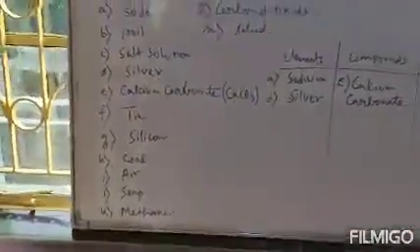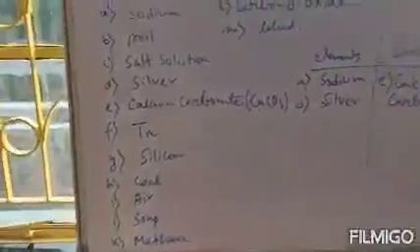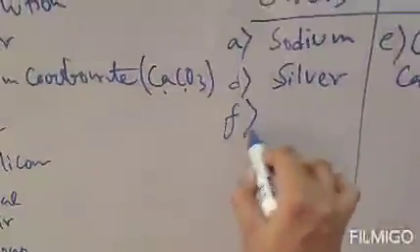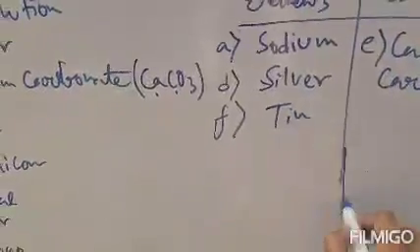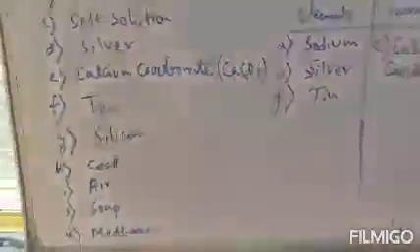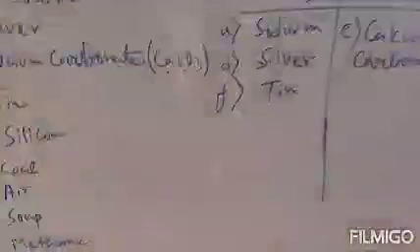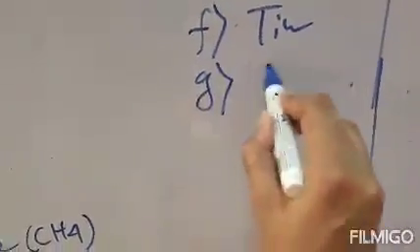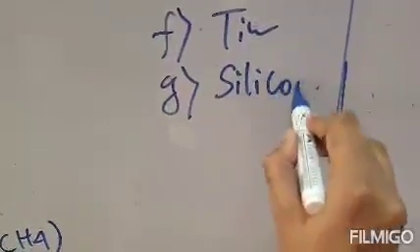Next one is tin. Tin is a metal, which means it cannot be broken down into simpler substances. So we will write tin in the element section. Next, silicon. Silicon is also a metal, so we will write silicon in the element section.